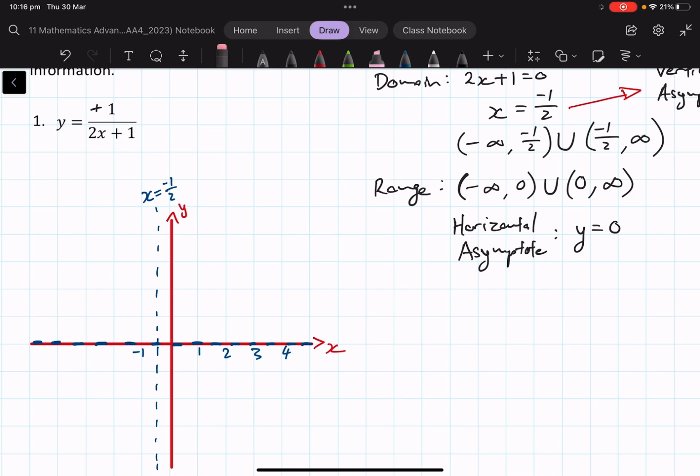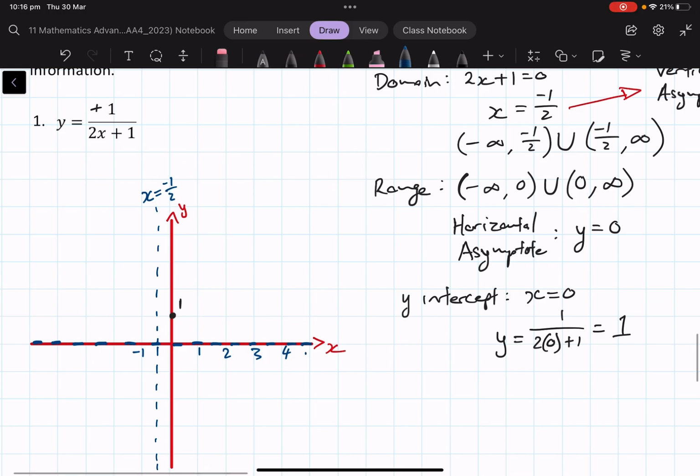So let's work out a y-intercept. For a y-intercept, it doesn't always work, but in this case it does. x is equal to 0, so y would be equal to 1 over 2 times 0 plus 1, which is just 1, because the denominator is 1, so 1 over 1. So we're going to put the curve right there. That's a value of 1. There's not really any other point I can mark on my graph. So I've got my asymptotes drawn, I've got my y-intercept, and I've clearly put down the values of the asymptotes: y equals 0, x equals negative a half.